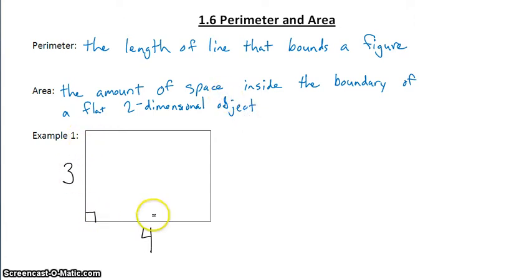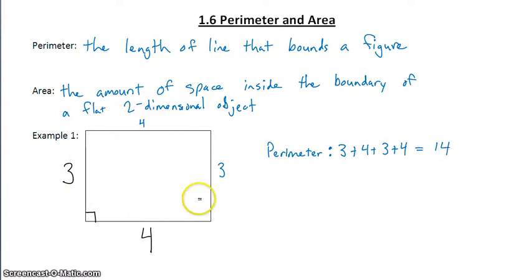Looking at example 1, we have a rectangle where one side is 3 and the other side is 4. To find the perimeter, we simply add up the lengths of all the sides. This side has a length of 4 and this side has a length of 3. So we add those measurements together: 3 plus 4 plus 3 plus 4, for a grand total of 14. Now we don't know what this rectangle is measured in, and it could be inches or centimeters or miles, so we're just going to use units.